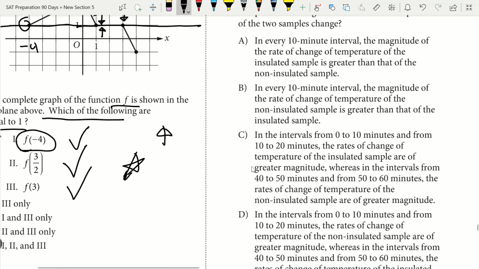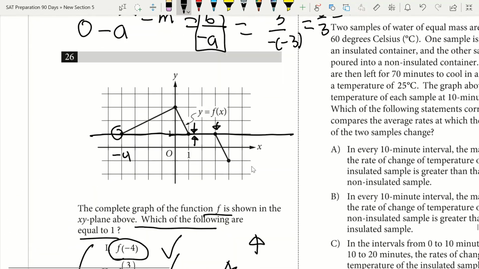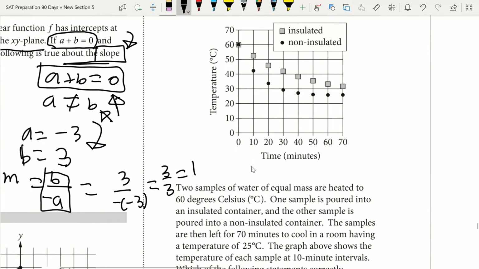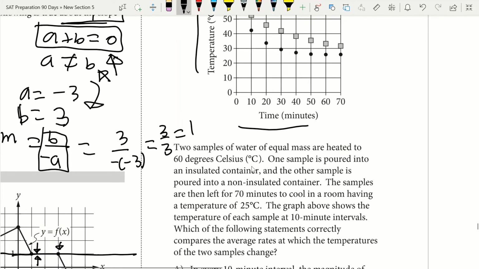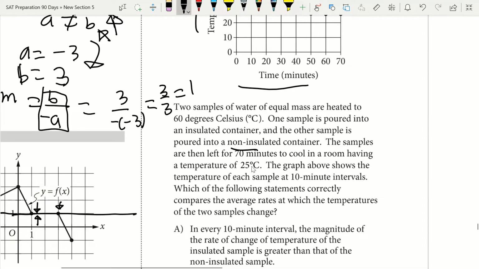So, all right, now we've got question, looks like we're on 27 now. Let me just check. Yes, we are on 27. All right, so we've got an insulated and a non-insulated container. We got two different points. We got temperature on the y-axis, time on the x-axis. So 2 samples of water of equal mass are heated to 60 degrees Celsius. 1 sample is poured in an insulated container, the other in a non-insulated container. Samples are left for 70 minutes to cool in a room having a temperature of 25 degrees Celsius. The graph above shows the temperature of each sample at 10-minute intervals. What correctly compares the average rates at which the temperatures of the 2 samples change?